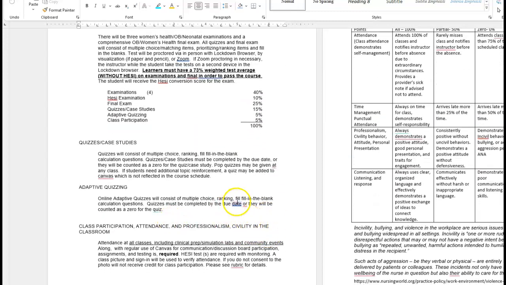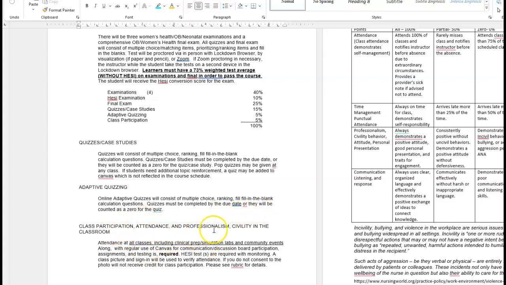We'll have adaptive quizzing. My adaptive quizzing is usually 100 questions, and it's pass-fail. So you need to make sure that you pass it. If you pass it, it's 100. If you fail, it's a 0. But I do have it on study mode so that you can make sure that you know the material and you use it as a preparation for your HESI exam.